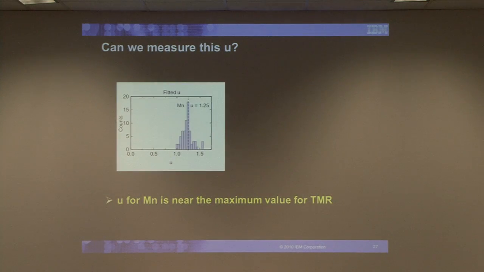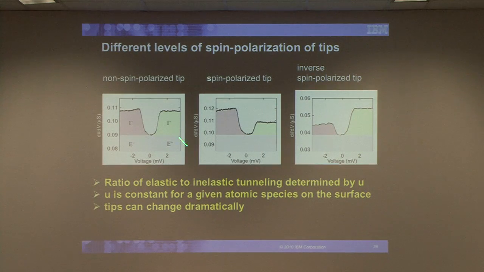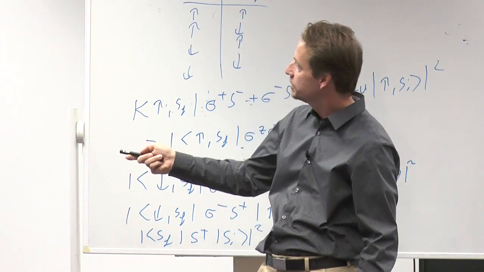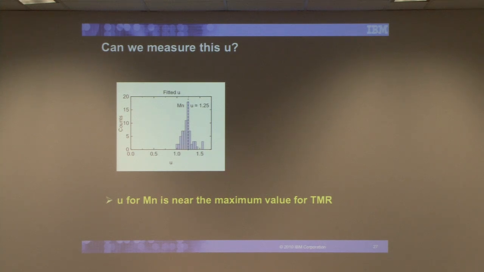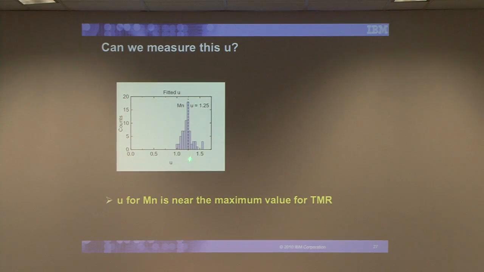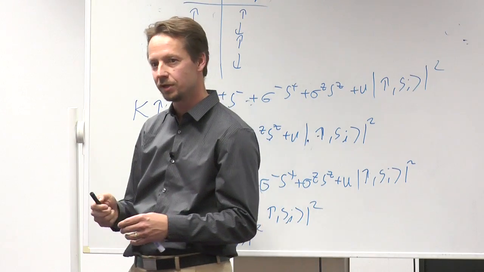Okay, now this U, not from this measurement, but from something similar, let me just skip that part. We can calculate this U parameter, the quantity that this belongs to. And for the manganese atom, the dashed line here is the value where you get the maximum tunneling magnetoresistance. And that I will show you in a calculation in a couple slides. So for manganese, the manganese atom looks like it wants to be fully spin polarized, basically.